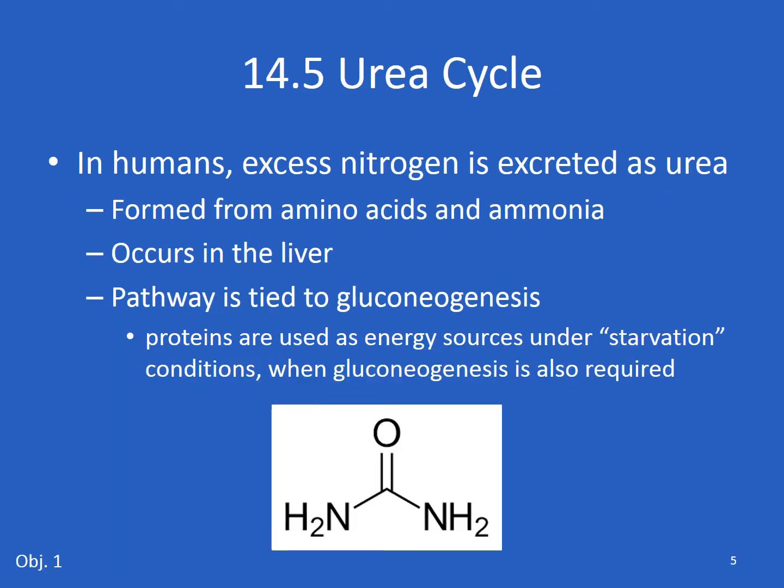So in humans, nitrogen is really relevant for the urea cycle. So excess nitrogen eventually gets excreted as urea. So this is formed from amino acids and ammonia. As you know, amino acids have to have nitrogen in them. So that's one source of perhaps excess nitrogen in our diet. And this urea cycle occurs mainly in the liver.